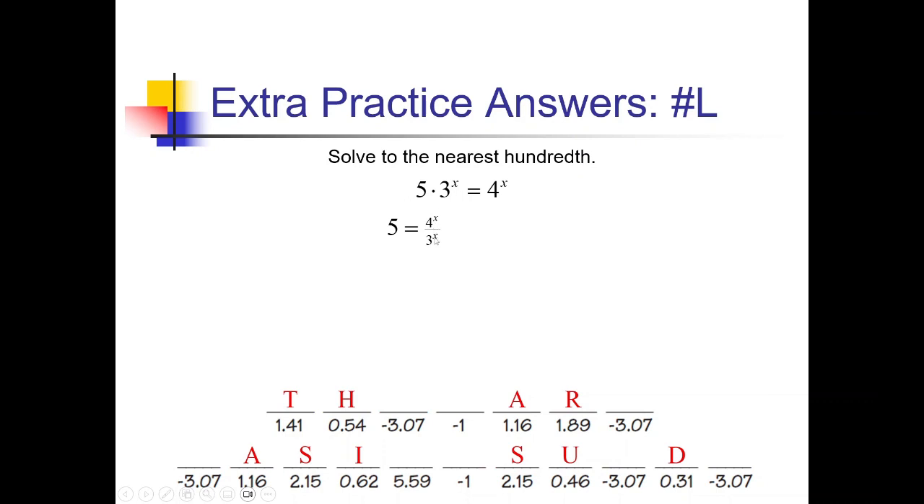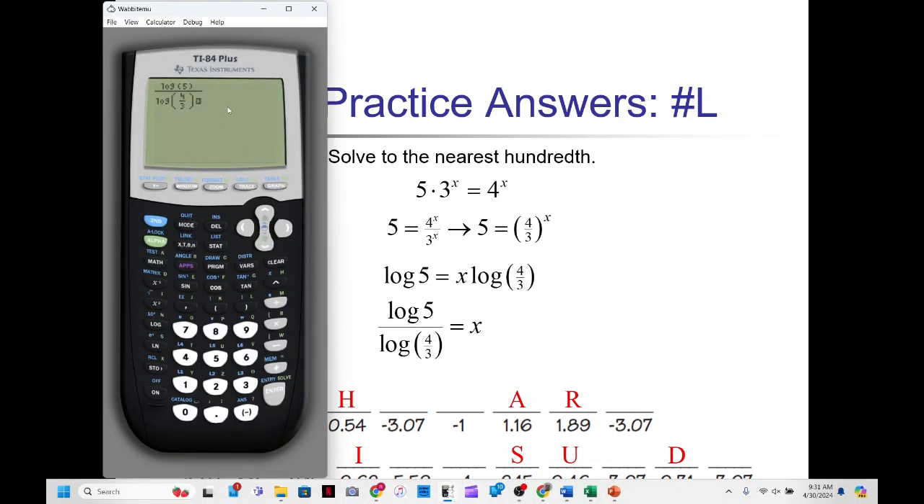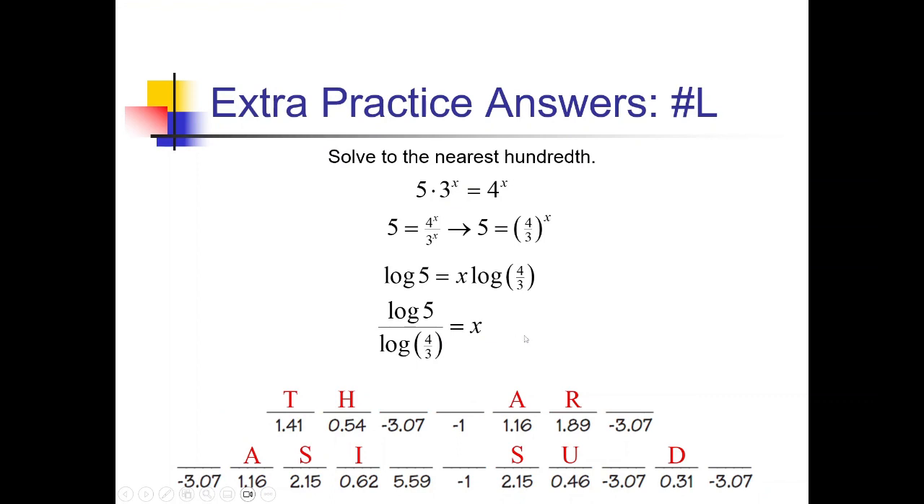Then I can take an exponent of x out of 4/3. And now just log both sides, so log of 5 and x log of 4/3. Dividing both sides by log of 4/3, let's see what that gives us on the calculator. Plugging all that in, we end up with about 5.59. So that's L. 5.59, I see one of those right there. So there we go. And that's it.